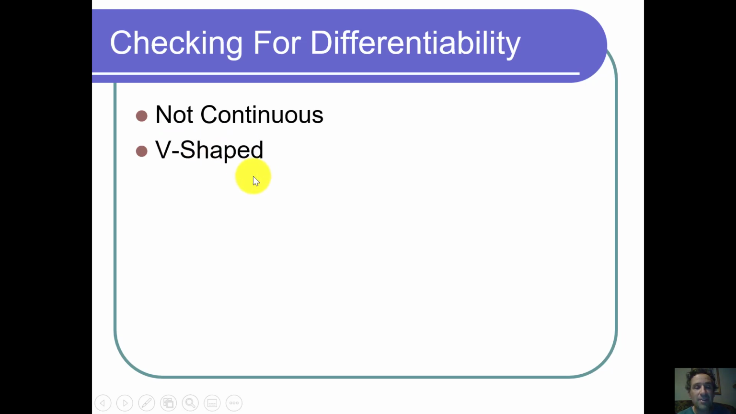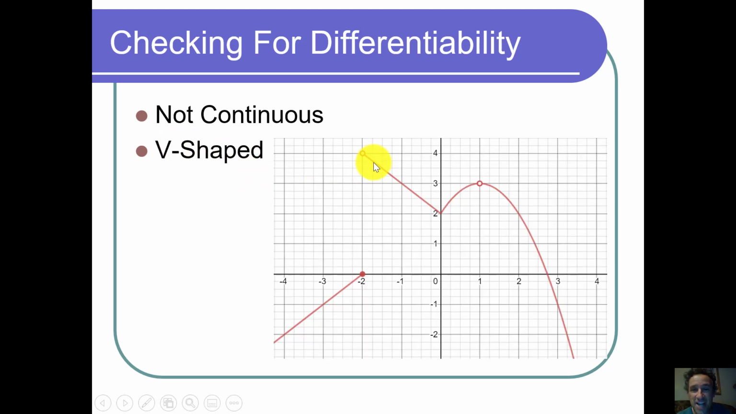So if it's V-shaped or has a sudden change, here's an example. Right here, this is not going to be differentiable at negative 2 because it's not continuous. At x equals 0, it also won't be differentiable because as you're walking from left to right, you're going downwards with some negative slope, and then suddenly at x equals 0 it goes upwards. You have a sudden change of slope, and if you have a sudden change of slope, then it's not differentiable. So it's not differentiable at x equals 0. At x equals 1, there's a hole here.